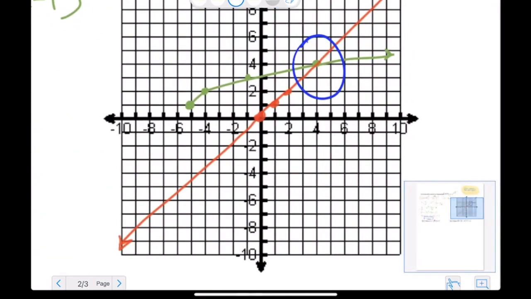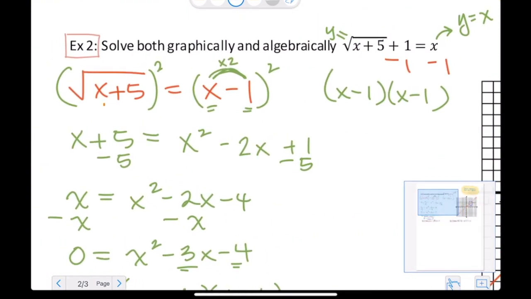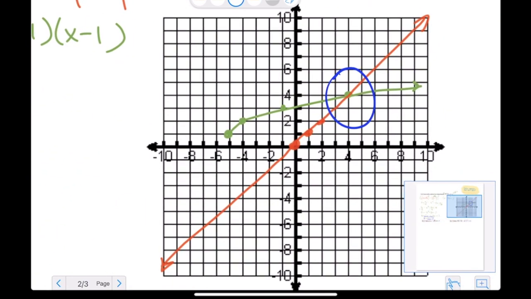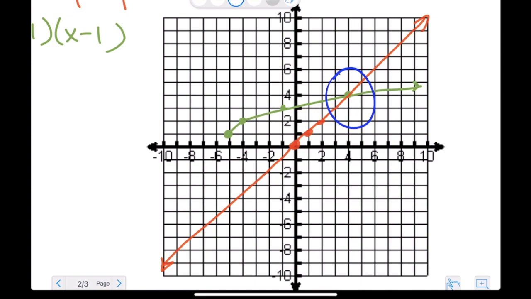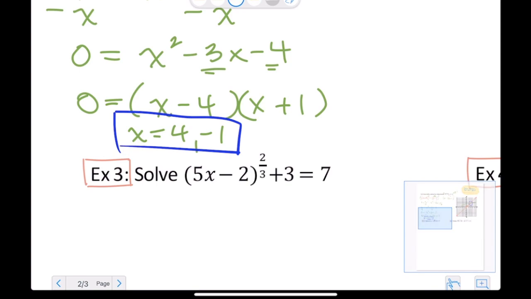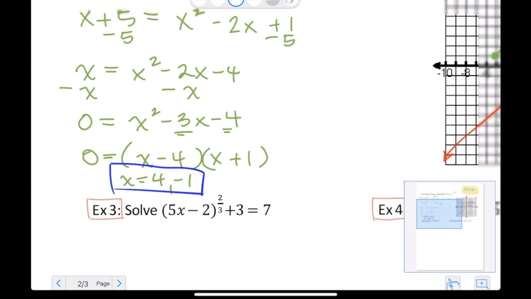So I want you to look at this. Notice this was the positive root here, and we needed to keep the positive square root. It's going up and over rather than down and over. So what that means is that we're going to keep our positive solution here. Now, always check yourself mathematically, though.